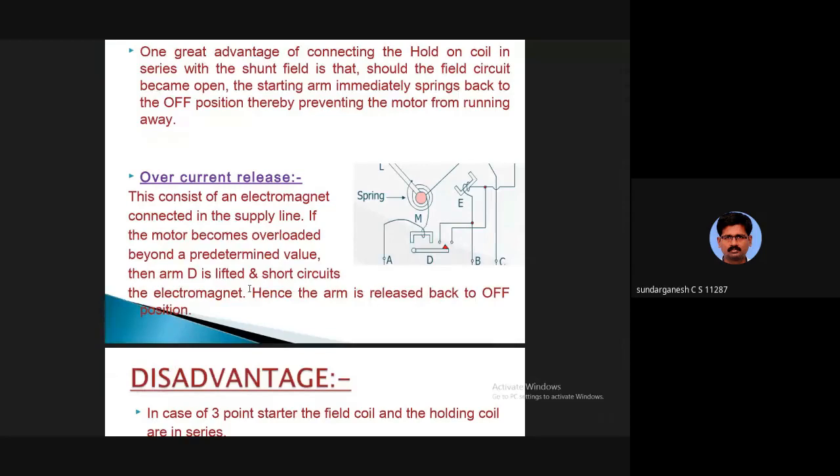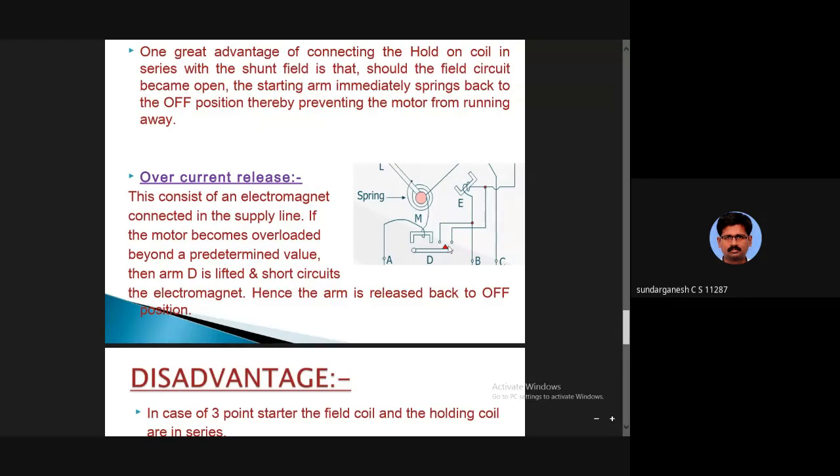Okay, thank you. So when the overcurrent occurs, this will produce more flux. So this will attract this iron piece. When the iron piece moves up, this will short circuit both these two points. When the two points are short circuited, the hold-on coil will be short circuited. When it is short circuited, no voltage will come, so this will de-energize automatically. This handle will go to the off position.